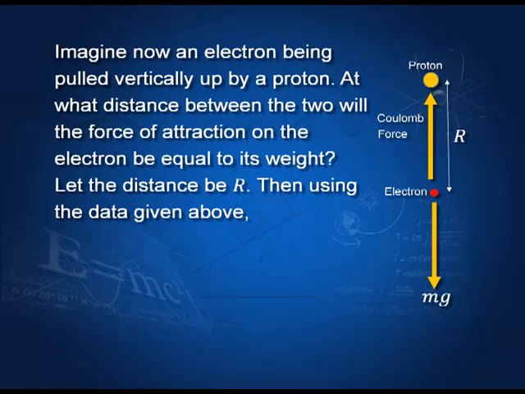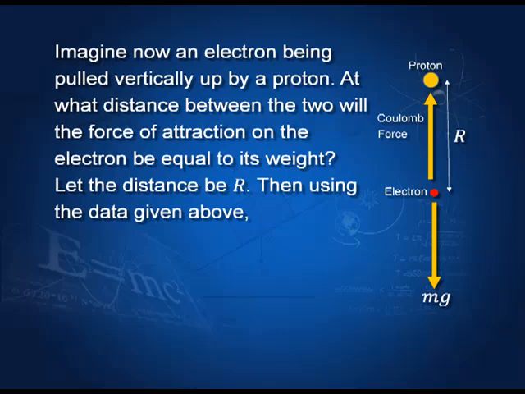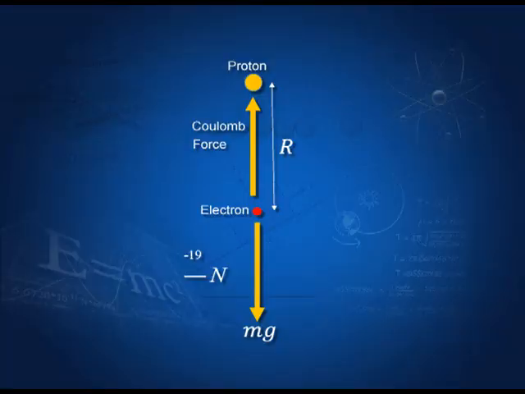Imagine now an electron being pulled vertically upward by a proton. You see, proton attracts the electron, so it can pull it up in the vertical direction given in this diagram. At the same time, the electron is pulled towards the earth by a force mg. So, we have to find the distance r, so that the two forces are equal, that is, the proton can hold the electron without it being attracted by the earth.